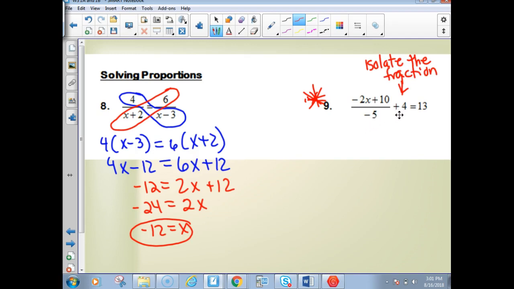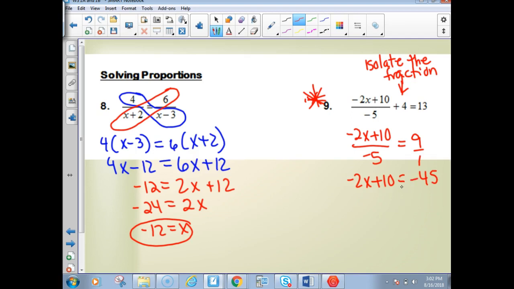Okay, so we want to subtract 4 before doing anything else. So negative 2 times x plus 10 over negative 5 equals 13 minus 4, which would be 9. Now the problem's pretty easy. You could treat it as a proportion if you like. Once you isolate that, you could just put it over 1 if you like. You don't have to. You can just multiply both sides by negative 5, okay, which is going to give you the same result as cross multiplication at this point. So negative 2 times x plus 10 is equal to negative 45.